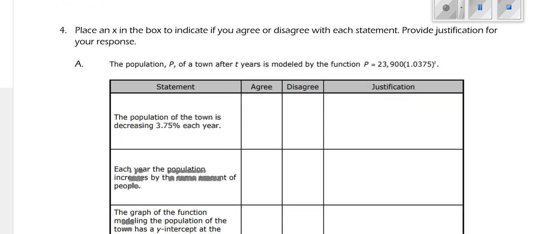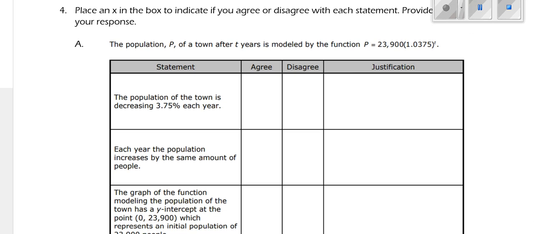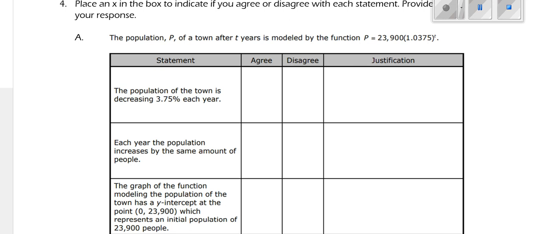Okay, place an X in the box to indicate if you agree or disagree with each statement. Provide justification for your response. So be careful reading through these. They're a little tricky. I've done them already. So just be careful because they are a little tricky. The population P of a town after T years is modeled by the function P equals 23,900.